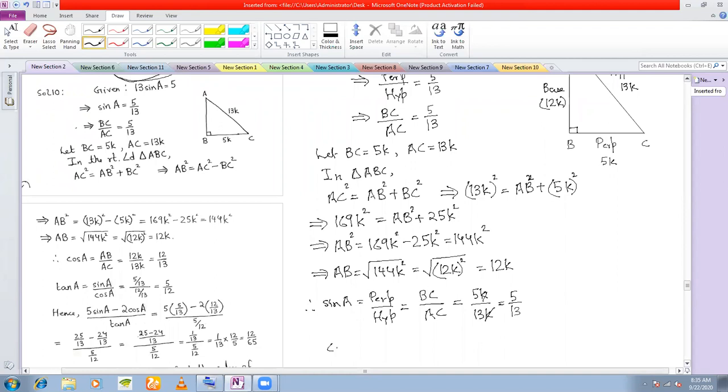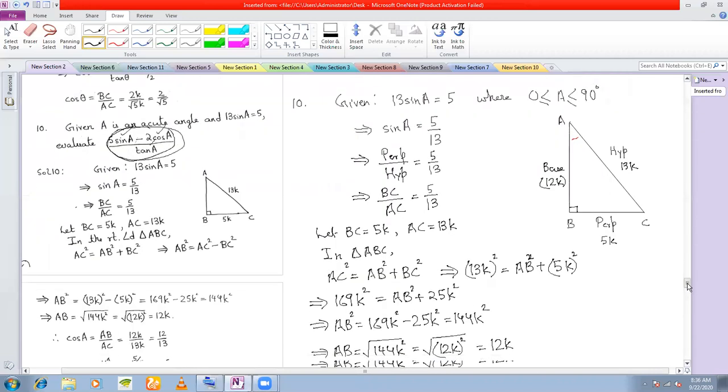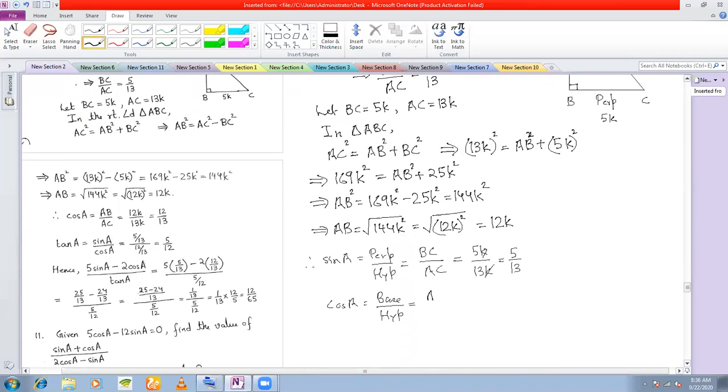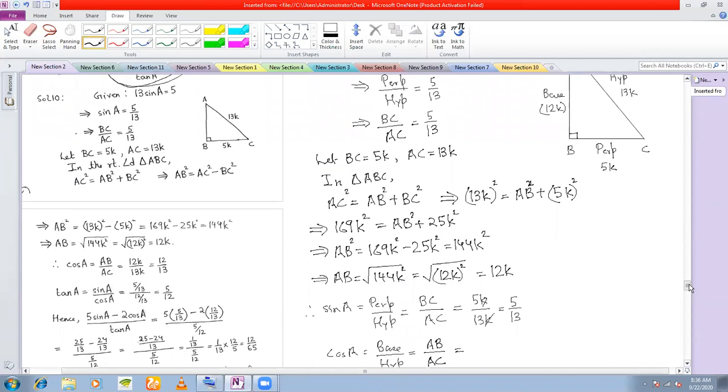We find out cos A. Cos A is base by hypotenuse. In the diagram, base is AB and hypotenuse is AC. What is the length of the base? It is 12K. And the length of the hypotenuse AC is 13K. So this comes to 12 by 13.